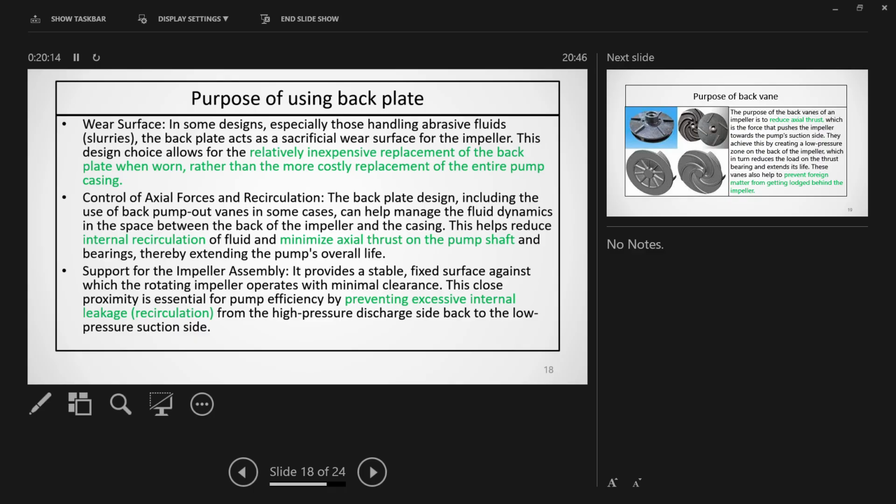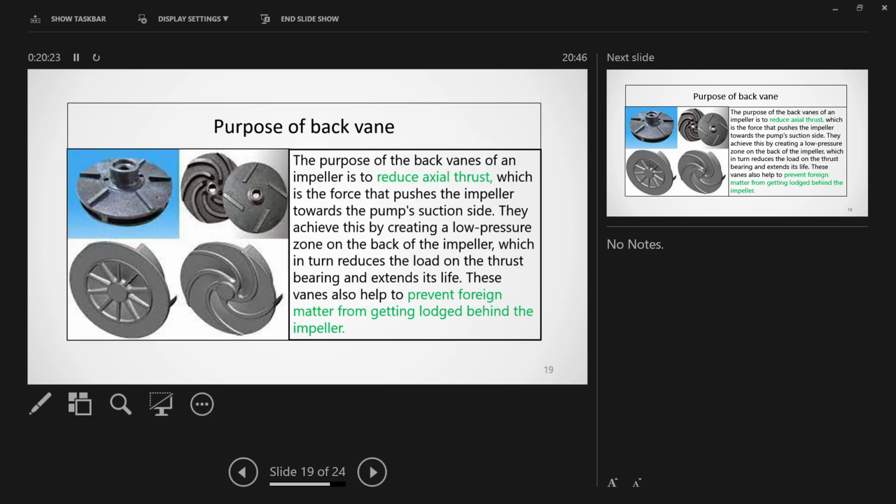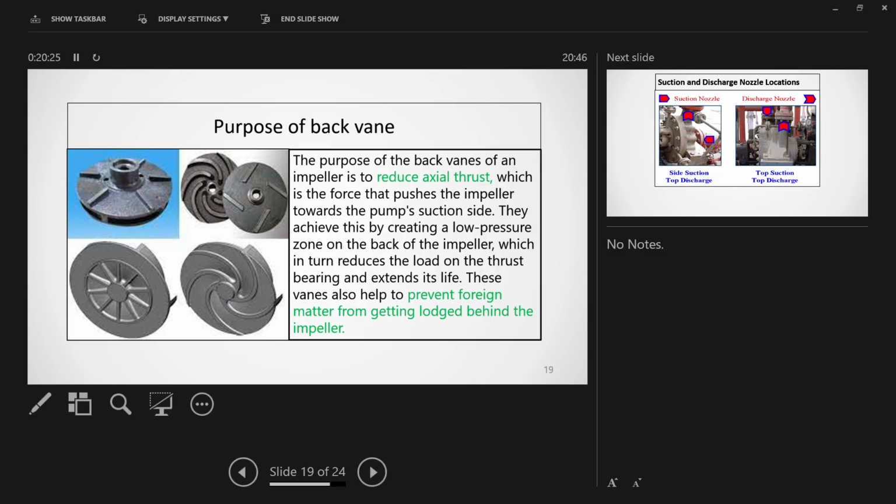So it will save your gland packing as well as mechanical seal, and it will improve the efficiency. Then what is the purpose of the back vane?